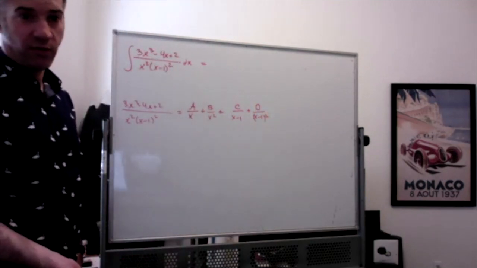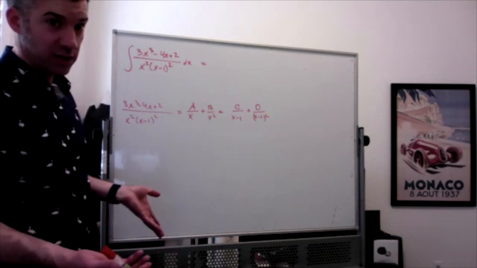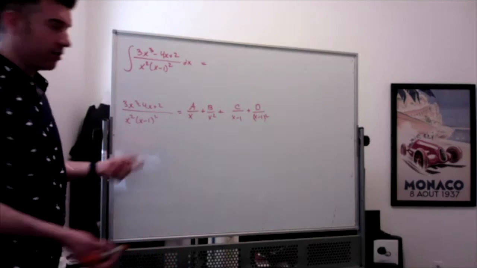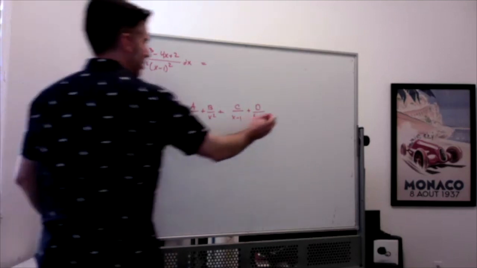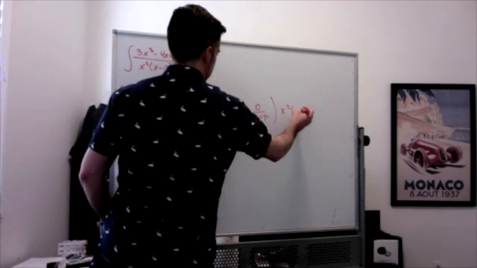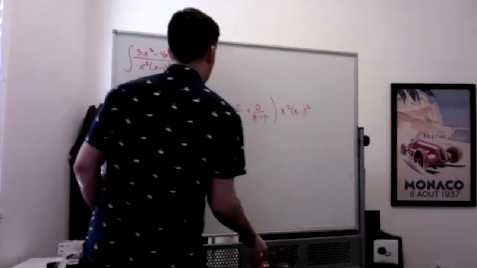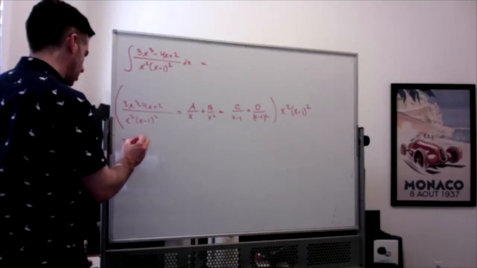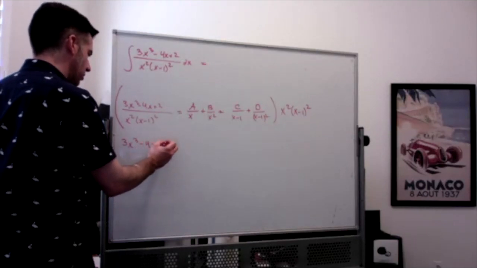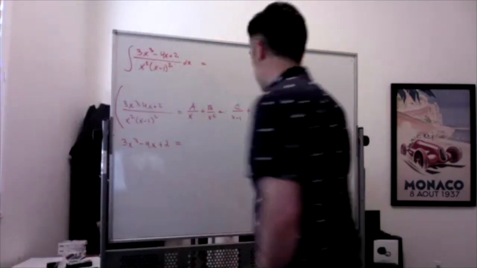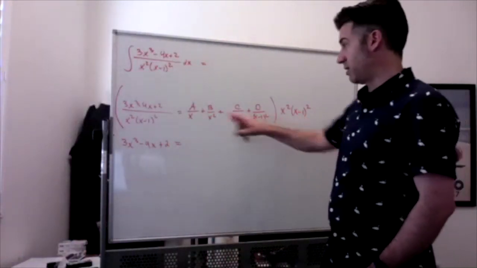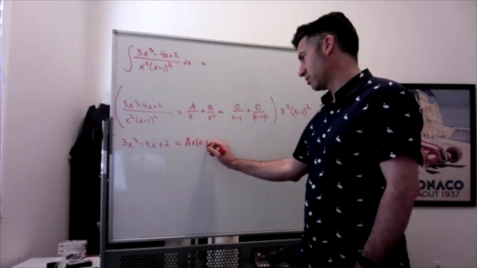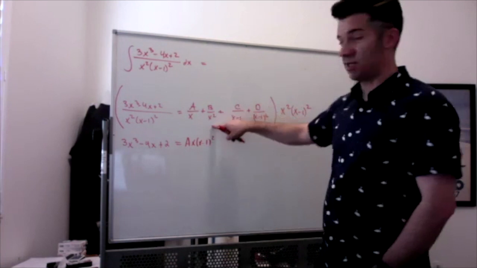And then just like every time with partial fractions, you're going to multiply the entire equation by this common denominator. So we're multiplying everything by x squared times x minus 1 squared. Here we're going to get your numerator, so you're going to get 3x cubed minus 4x plus 2. And multiplying here, this is where some things cancel. We multiply this by this, the x cancels, and you get a times x minus 1 squared. Multiplying this by this, the x squared cancels.